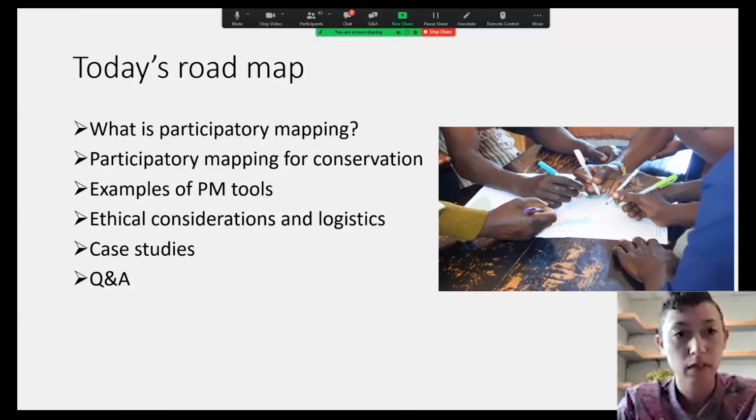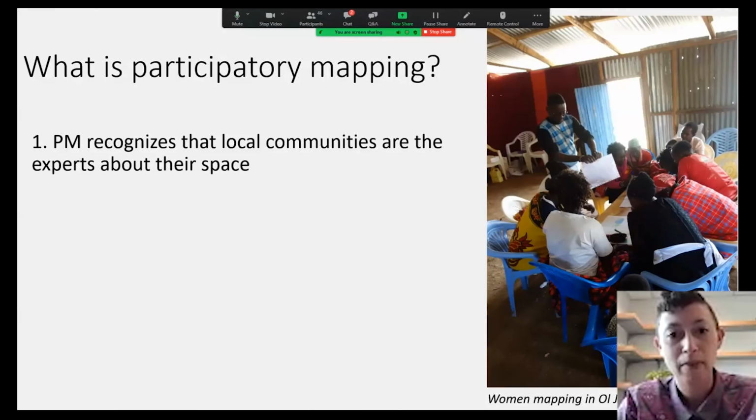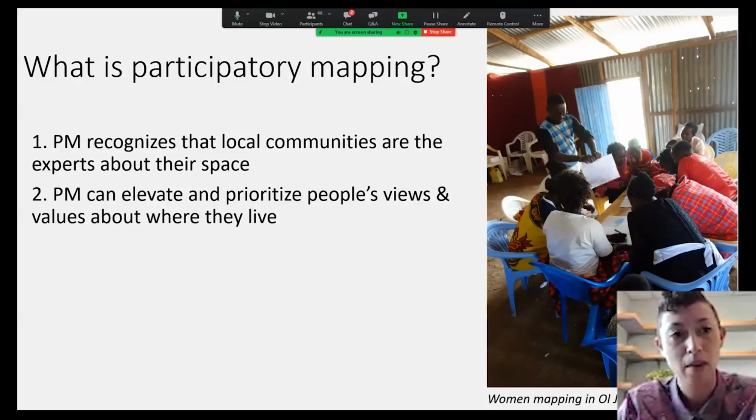So first, what is participatory mapping? Essentially, it is community members expressing their spatial knowledge about what is happening on the ground in their communities. So first, participatory mapping recognizes that local communities are the ultimate experts about their space. Their voices should be heard in space on maps, because maps are, that's number two, a form of power.